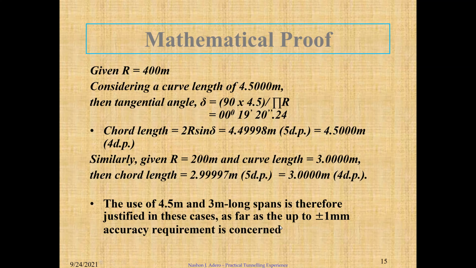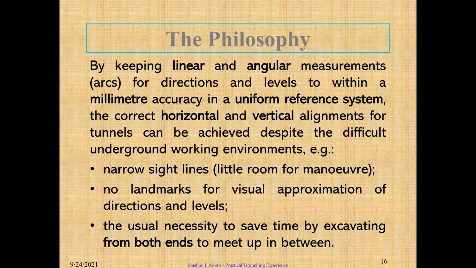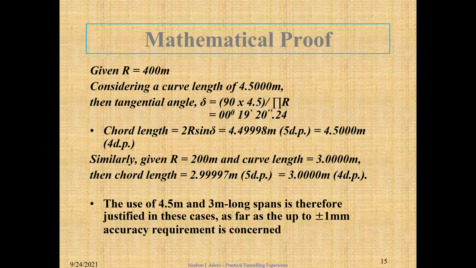This is how you can prove mathematically y for a given radius and tangential angle delta. We are using a given length of formwork. So if you look at the formwork lengths, where we had a radius of 400 meters, the formwork length, if you calculate, you get 4.5 meters. That is what we are using. So this is just part of the justification.